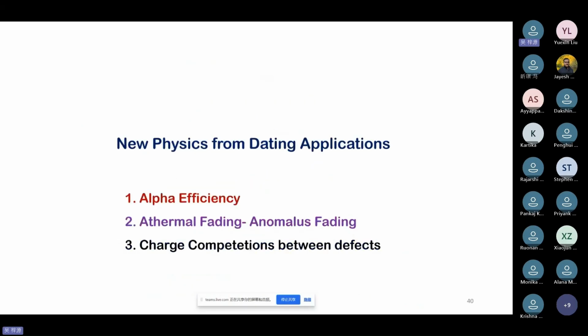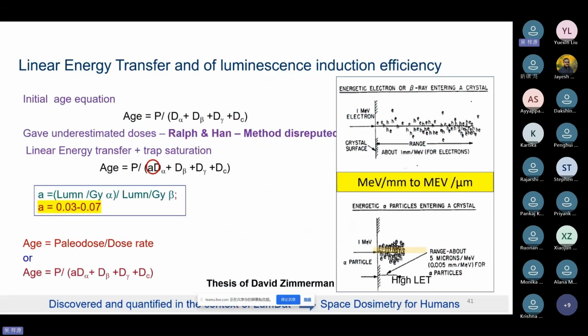Now, new physics. I'll take another 5 or 7 minutes, I'm sorry. But I will try to tell you how geology has helped physics. Of the three, I'll take 2 examples, alpha efficiency and athermal fading, and these have historical importance.